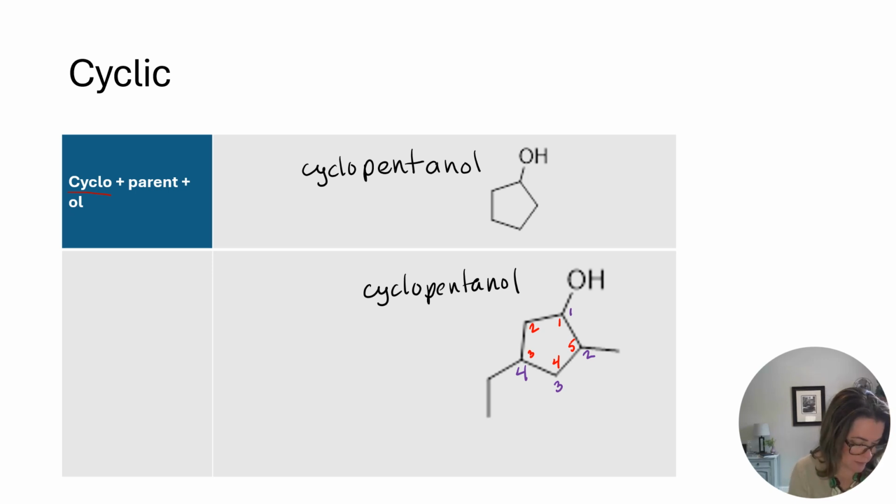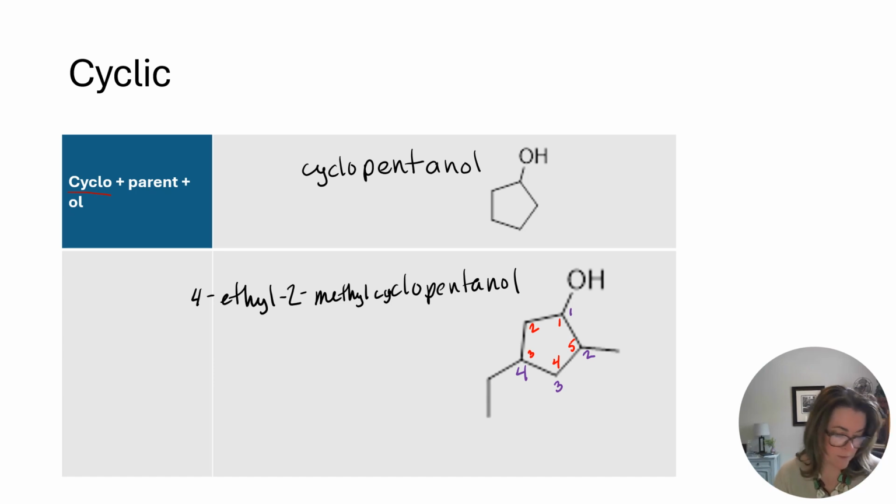Remember that you need to put these in alphabetical order. So E comes before M, so this is going to be, let's see if I can get this set up right, 4-ethyl, I just got done saying E comes before M, and 2-methyl. Whew, there's an L there. Methyl, that's a Y, cyclopentanol. So 4-ethyl-2-methylcyclopentanol.